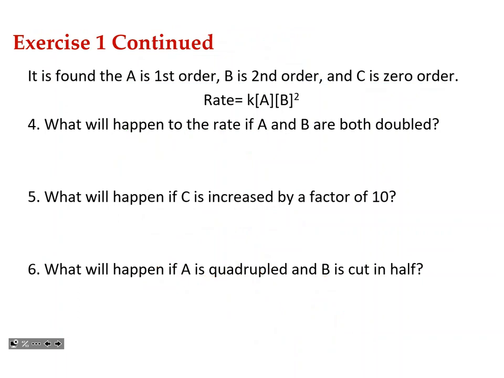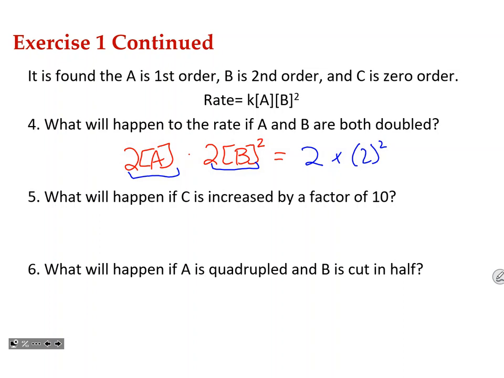Let's take a look at some more. What happens if A and B are both doubled? So we're going to double A and double B. What does that mean in terms of our rate? Doubling A here, what does that do to our rate? Doubles the rate, okay. What about doubling B here? Quadruples, or square of the change. So that's going to be 2 times 4, which is 8 times the rate.